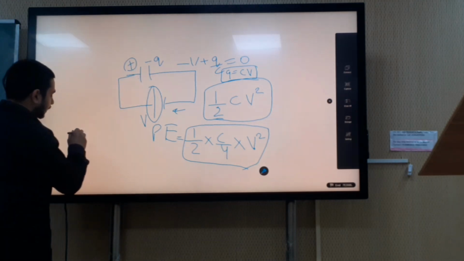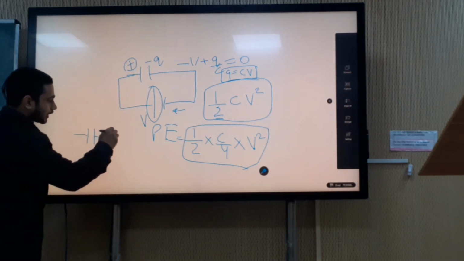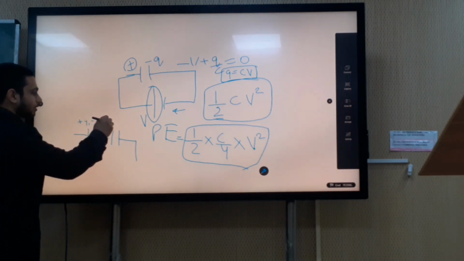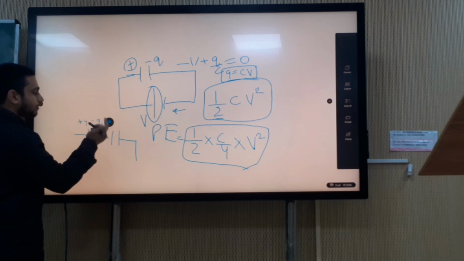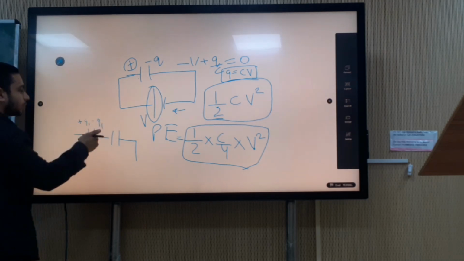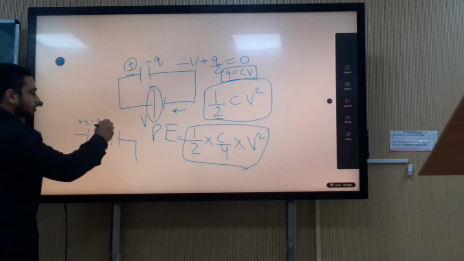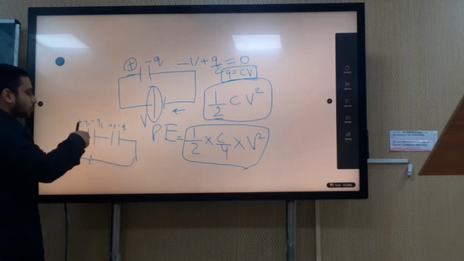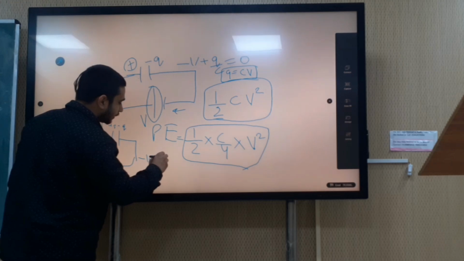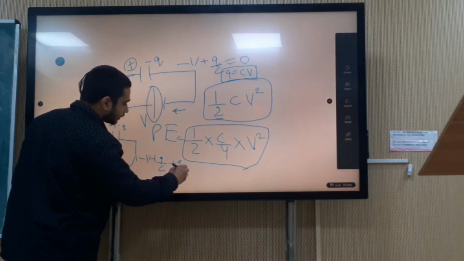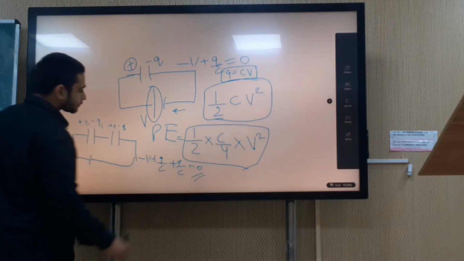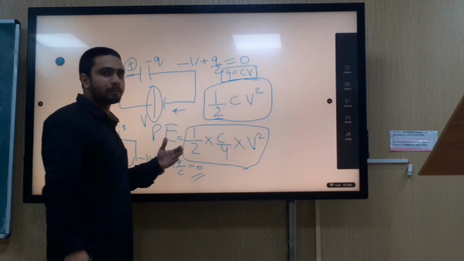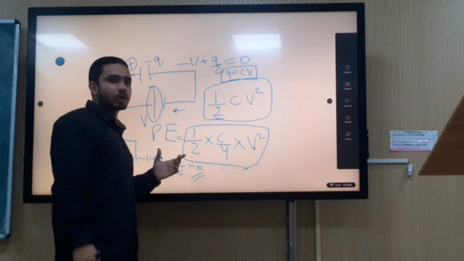Suppose there is one or more capacitors. Like this, plus Q1, minus Q1, plus. If they are in series, the charge will be equal only. So plus Q, minus Q. So minus V plus Q by C plus Q by C equal to 0. If they are in series, then the charges will be the same. If they are in parallel, then the potential will be the same across the capacitors.